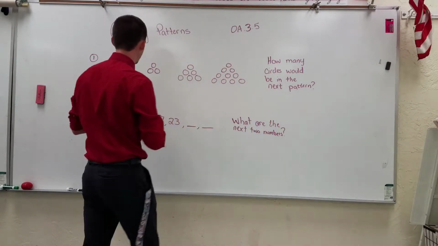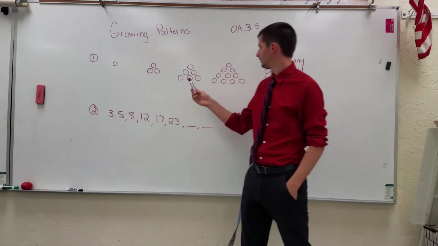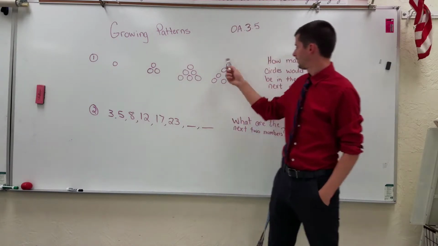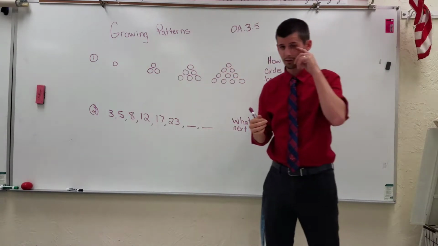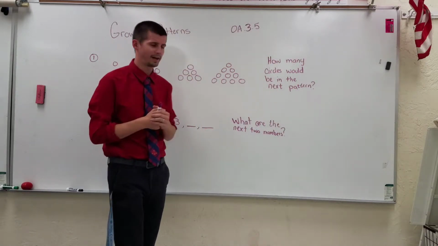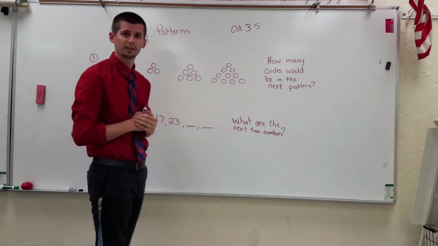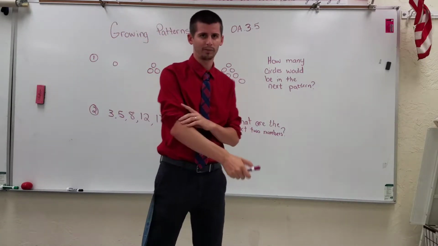So this first one, I have one circle, and then I have 3 circles, and then I have 6 circles, and you can see that it's getting larger. So I want to know the question, how many circles would be in the next pattern? All right, so what I need to do is figure out how it is increasing, and see if I can find a pattern from there.